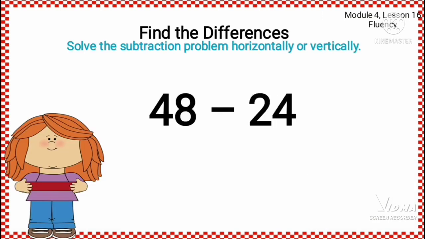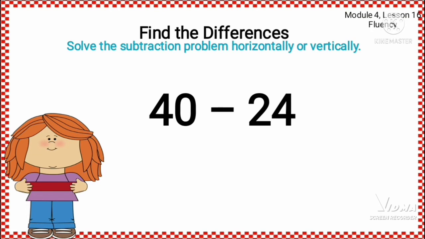All right, let's find the differences. This time I want you to solve subtraction problems horizontally or vertically, whatever method you want to choose. So here is 48 minus 24. What's your answer? If your answer is 24, you are correct.